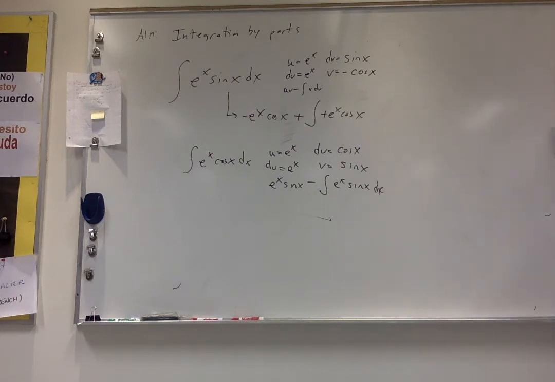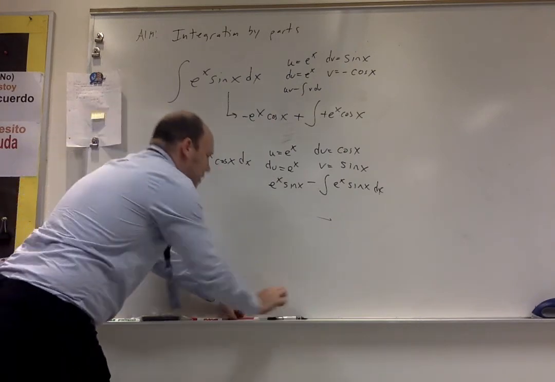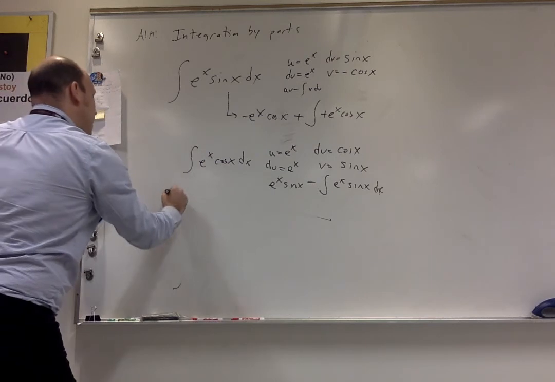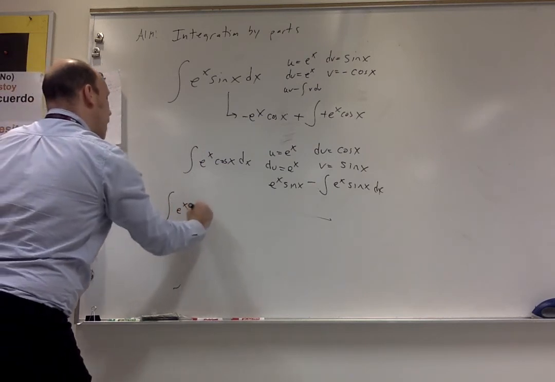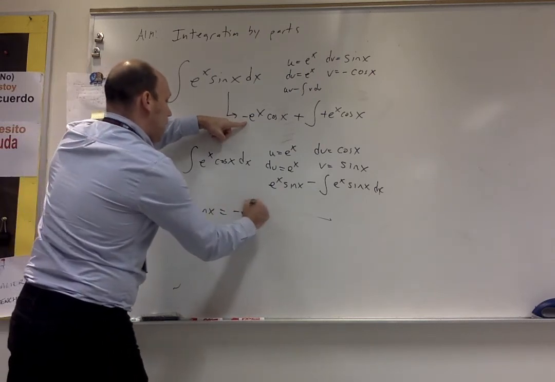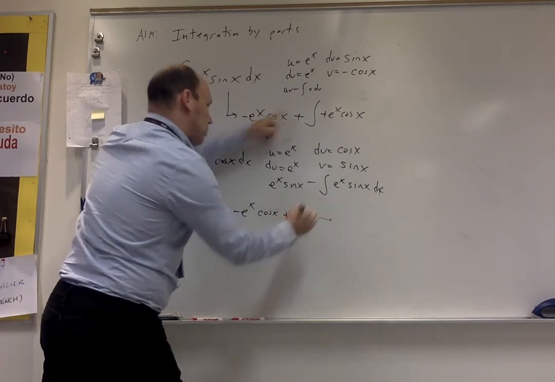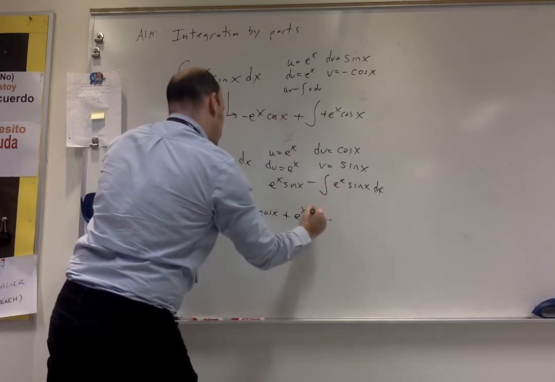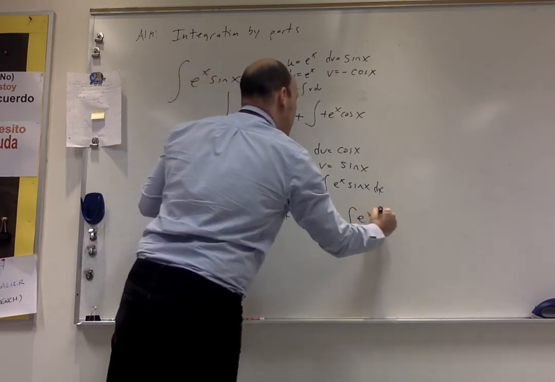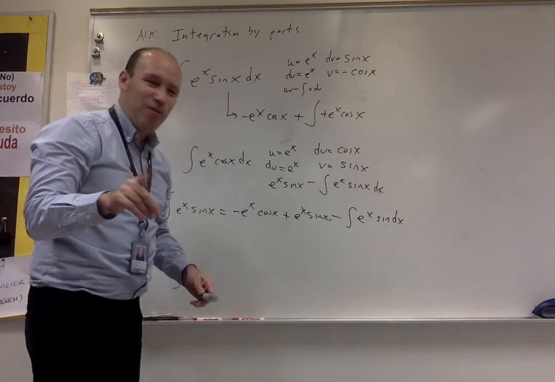And this is where you stop. You're done. Because now we have the integral of e to the x sine of x is equal to negative e to the x cosine of x plus e to the x sine of x minus the integral of e to the x sine of x. But here's the trick. Ready?